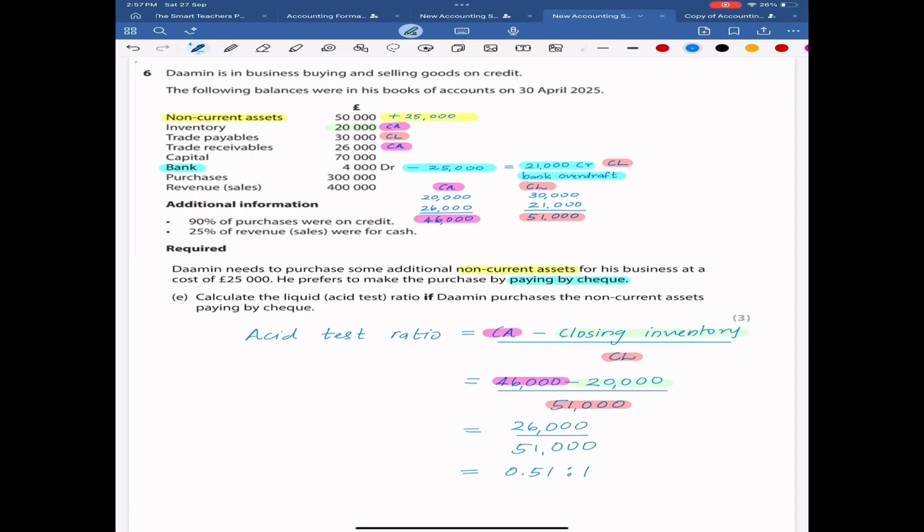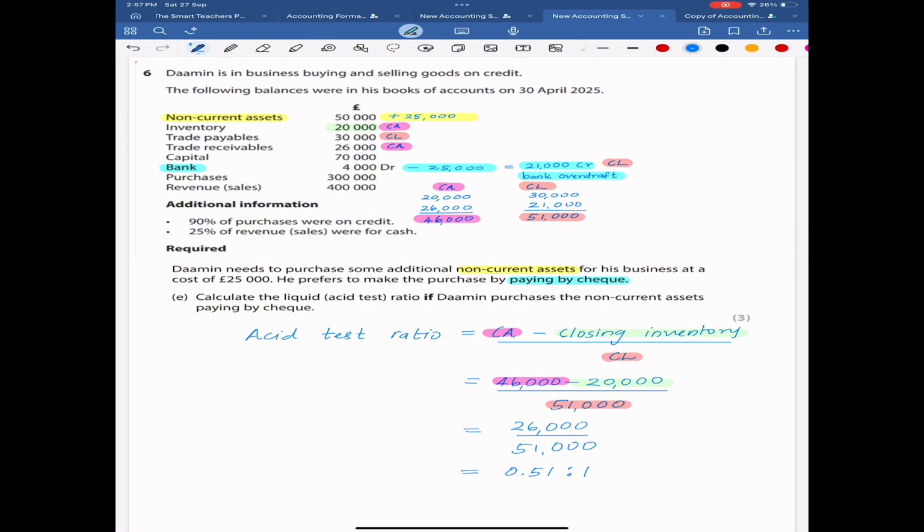Damin needs to purchase some additional non-current asset for his business at a cost of £25,000. He prefers to make the purchases by paying by cheque. Calculate the liquid or acid test ratio if Damin purchases the non-current assets by cheque. Remember, in this case, the non-current assets will increase by 25,000 and the bank balance has 4,000.